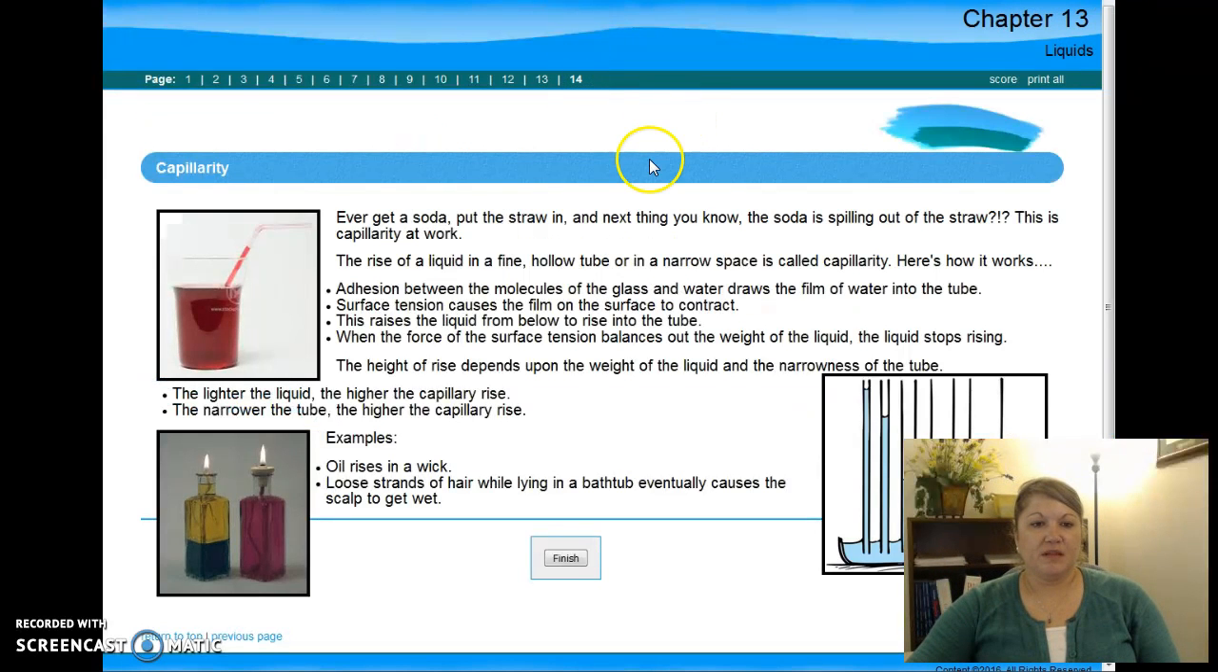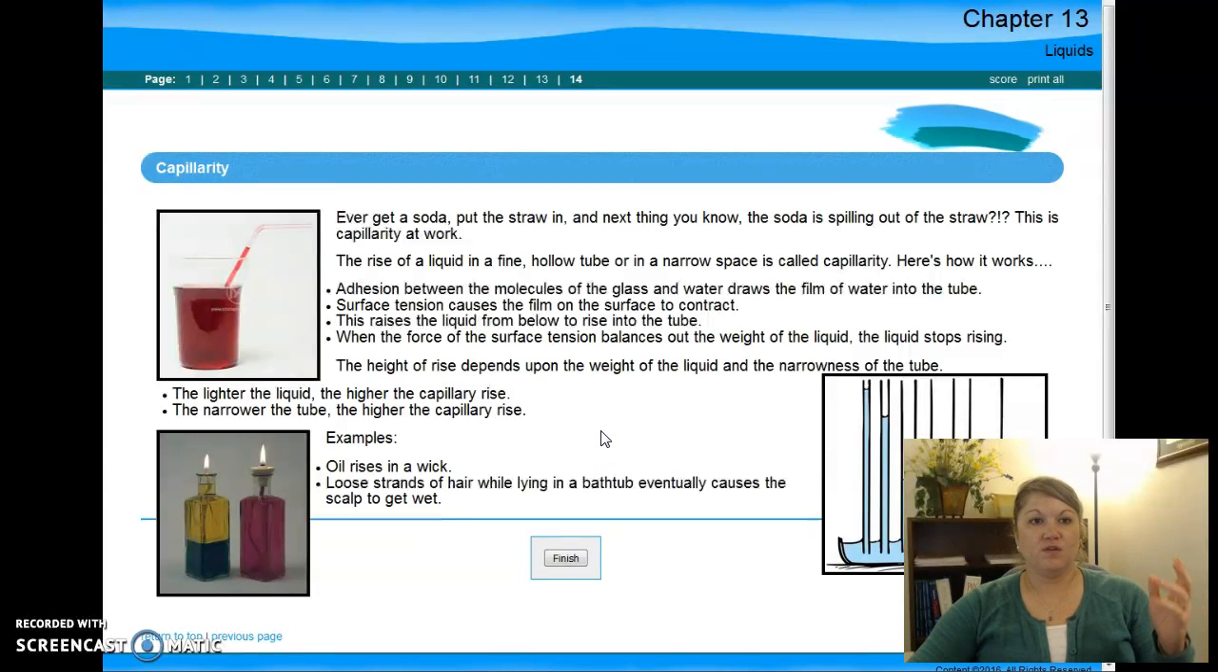Capillarity. You ever get a drink, soda, at a restaurant, and the next thing you know, it's spilling out of the straw and you didn't even do anything? That's capillarity. You have a change in pressure, and it draws that fluid up the straw. That's the same way that wicks in oil lanterns work.